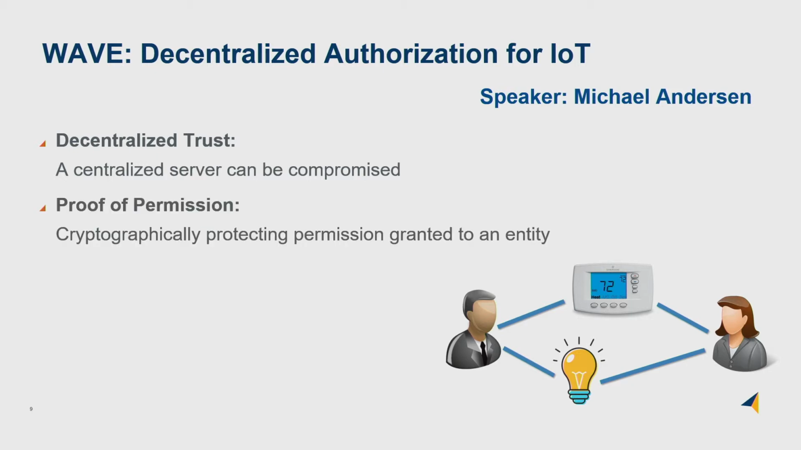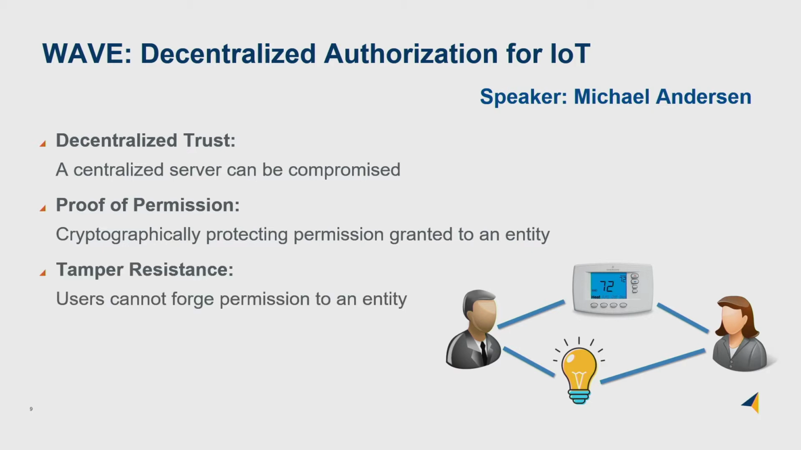The second thing is you can also generate proof of permissions and give it to the people you want to trust. These proofs of permissions are cryptographically protected, and you can grant permissions to other entities. Finally, as proof of permission is tamper resistant, a user cannot forge permissions to any entity, and so they cannot fake being another user to gain access to your devices or your home.